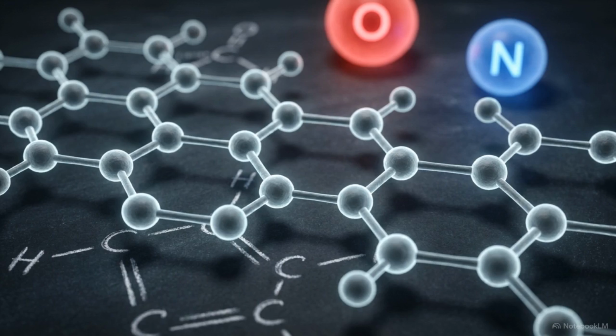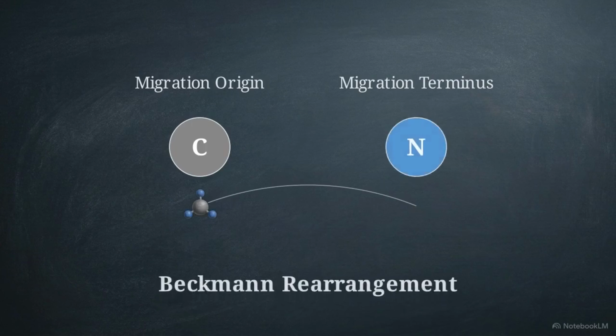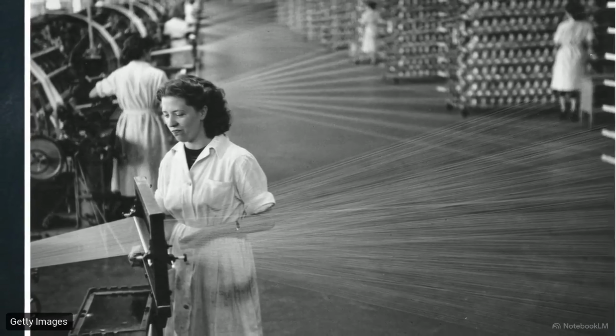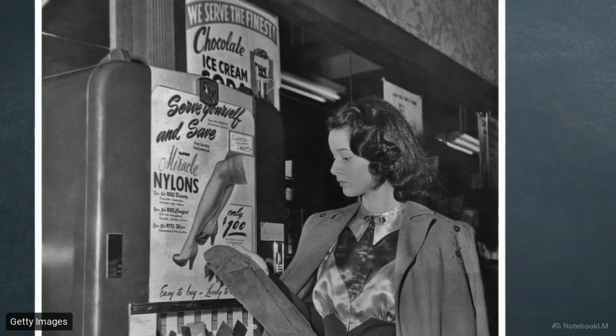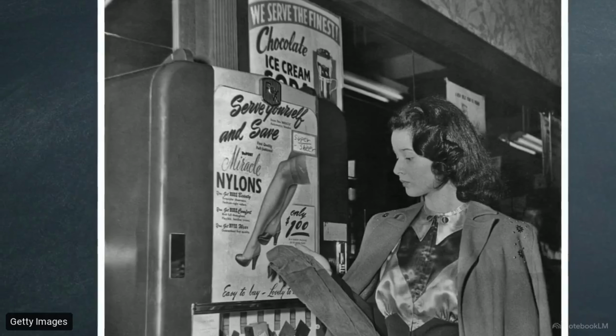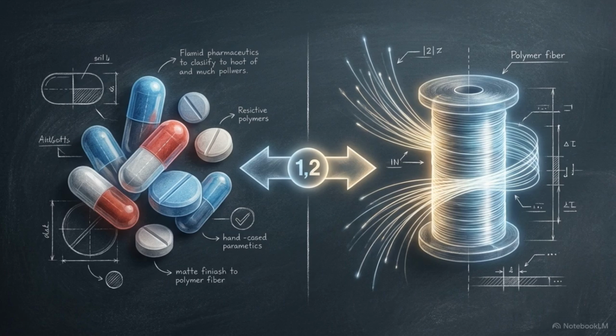These migrations are not restricted to carbon skeletons. 1,2 shifts can occur toward other electron-deficient centers, as seen when carbon migrates to oxygen in the Baeyer-Villiger oxidation, or when it migrates to nitrogen in the Beckmann rearrangement. The Beckmann rearrangement operates on a massive industrial scale. It is the exact chemical pathway used to convert oximes into the specific amides and lactams necessary to manufacture nylon polymers. Molecular rearrangements are highly reliable, programmable chemical tools. By controlling the conditions of the 1,2 shift, researchers synthesize complex pharmaceutical compounds and drive global material science.